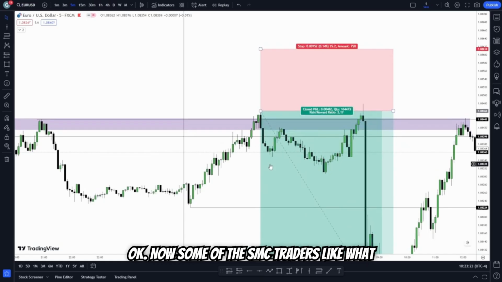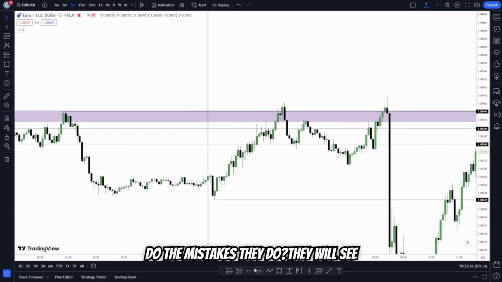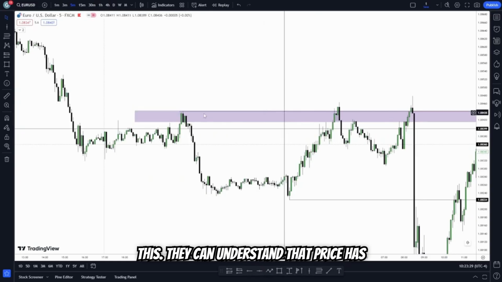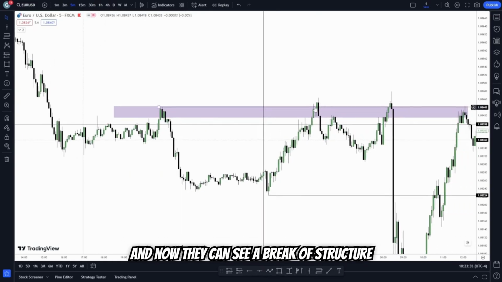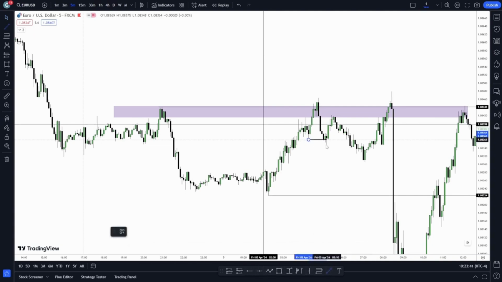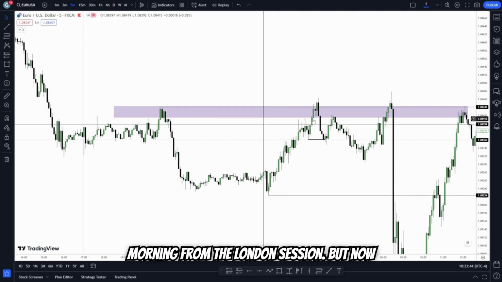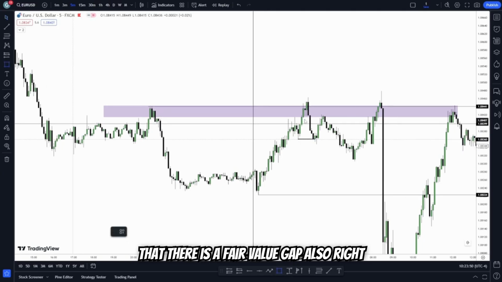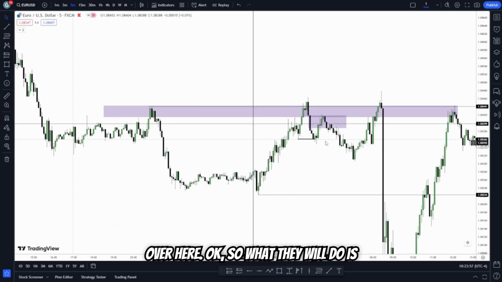Okay, now some of the SMC traders, the mistake they make is they will see this and understand that price has taken the swing high over here, and they can see that liquidity is taken over here, and now they can see a break of structure also, right? They can see the market structure shift, because it was bullish from the morning, from the London session, but now we can see a market structure shift and this swing low taken, and they can see that there is a fair value gap right over here. So what they will do is take the entry from this fair value gap, which is nothing bad.